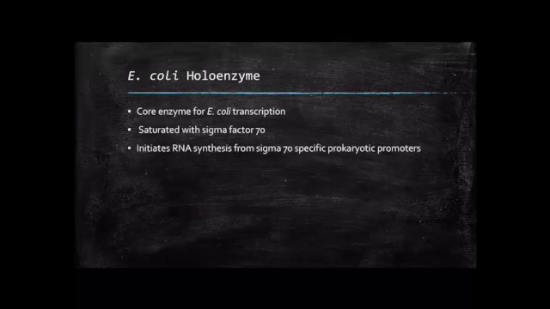Next, there is this individual enzyme that is not seen in eukaryotic transcription or translation, and it's called E. coli holoenzyme. E. coli holoenzyme is the core enzyme for E. coli transcription. It is saturated with sigma factor 70, and it initiates RNA synthesis from sigma 70 specific prokaryotic promoters.